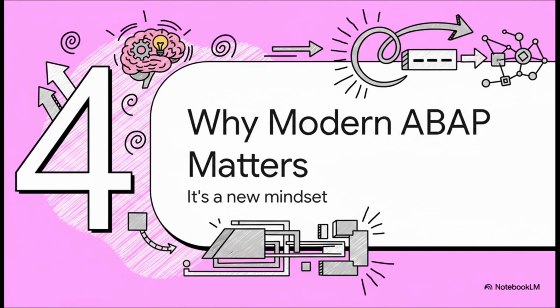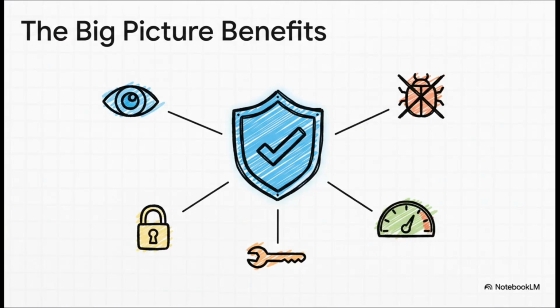So let's bring this all together. Why does this modern ABAP stuff actually matter? The crucial point here is that this is about way more than just typing less code. It's really about a whole new mindset. Your code becomes way more concise and readable, which means fewer bugs and way easier maintenance down the road. You get stronger type safety, and because these new commands are so optimized, you will often see a serious boost in performance. It's a win-win-win.